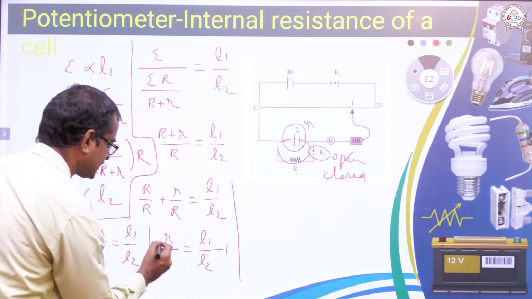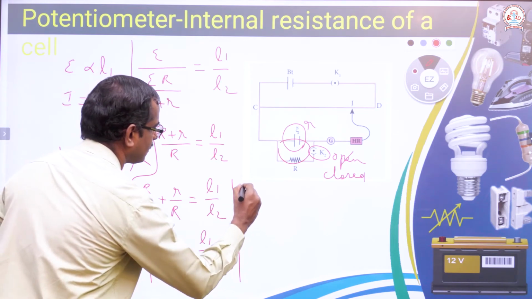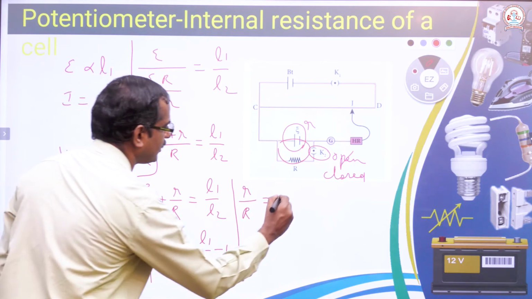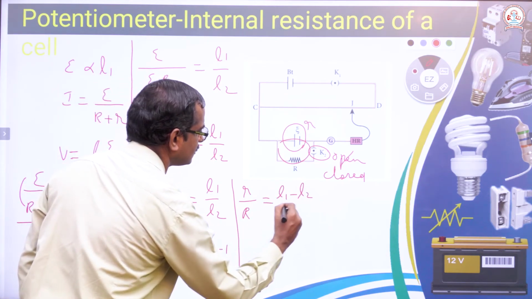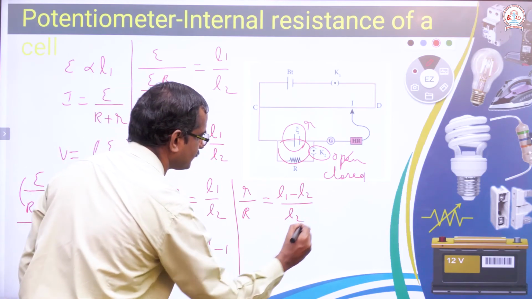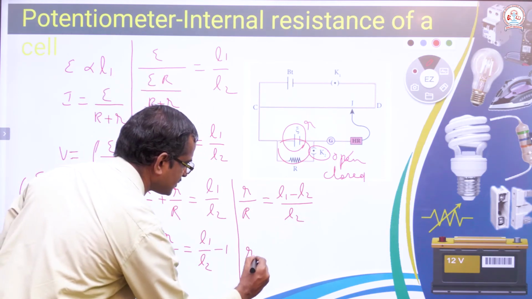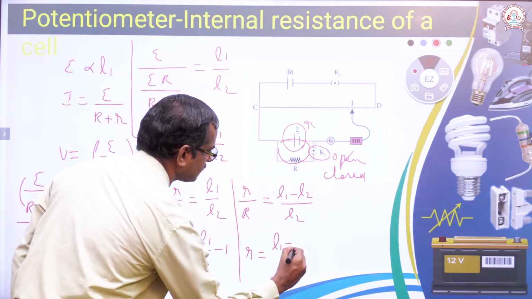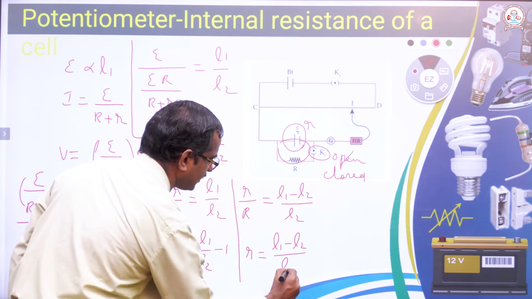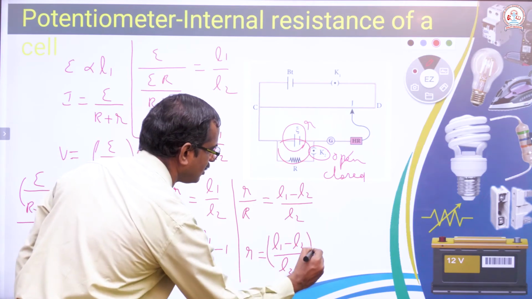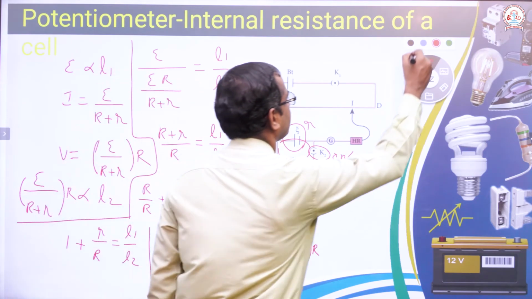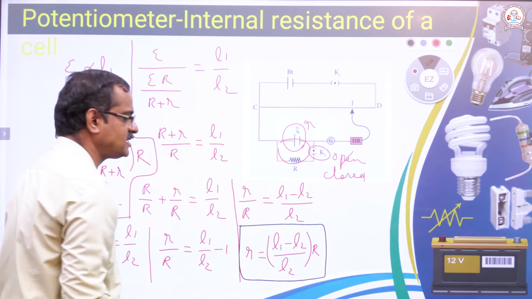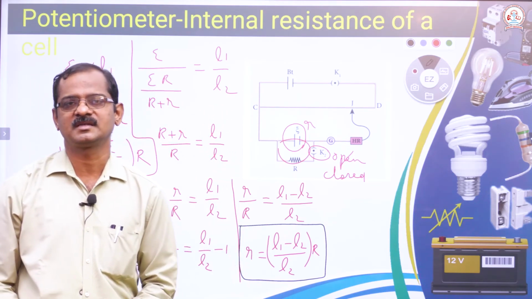And now this can be written as small r divided by R is equal to (L1 minus L2) divided by L2. And this can be written as internal resistance of the cell, small r, is equal to (L1 minus L2) divided by L2 into R. This is the equation to calculate internal resistance of the given cell.